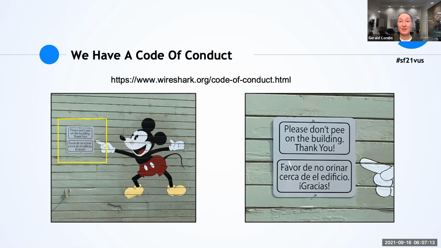We now have a code of conduct, and if you want to read it, you can go to wireshark.org/code-of-conduct.html. This is something that's long overdue for us. A lot of other open source projects have had codes of conduct for years now, and it's something we've talked about for a long time and just never got around to doing until very recently.